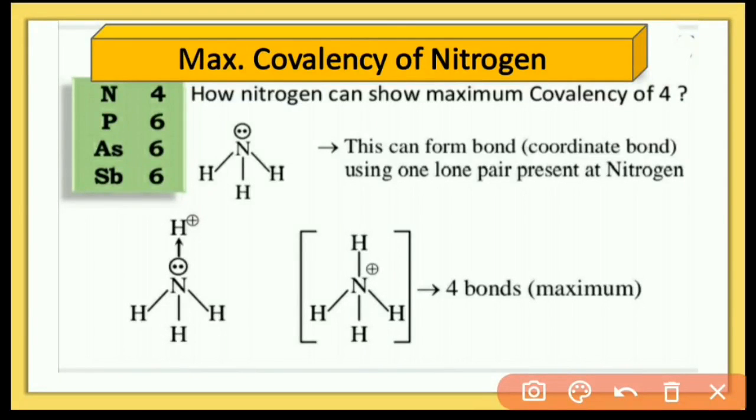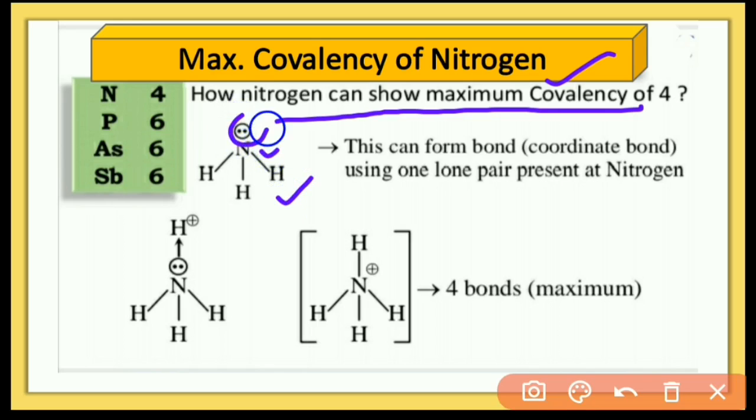Maximum covalency of nitrogen. How can nitrogen show a maximum covalency of 4? See the structure of ammonia. Here 3 bond pairs and 1 lone pair of electrons are present on the nitrogen atom. So it can form a coordinate bond using the lone pair present on nitrogen.